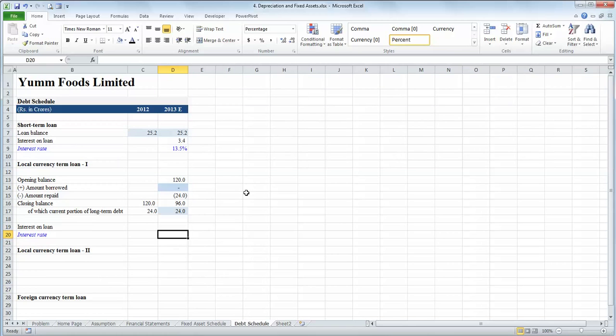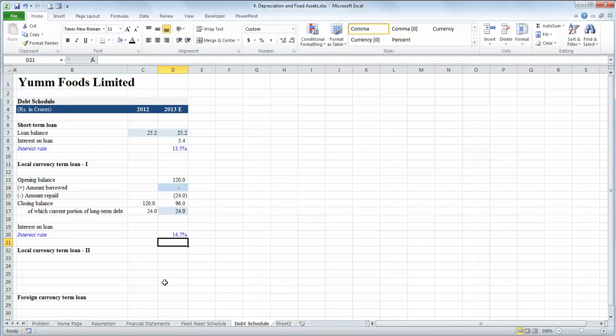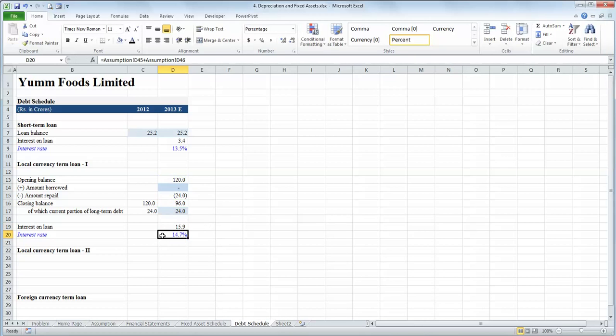So the interest on this loan is going to be BPLR plus spread on the BPLR, which is 14.7%. Now in this case, because we assume that the interests are repaid on time and we did not let interest affect the closing balance, we may as well calculate the interest as opening balance plus closing balance divided by 2 multiplied by the interest rate, which gives us the interest of 15.9 crores on this particular loan.